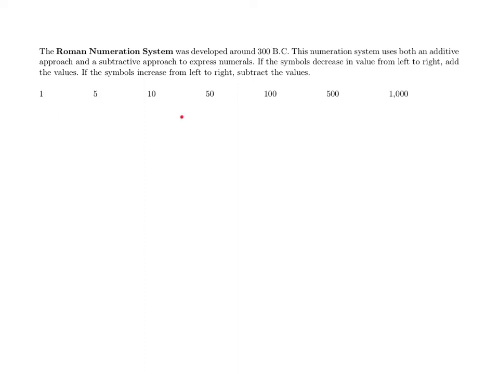I'm going to write the symbols down that are used in Roman numerals. They're all capital letters. So for 1, the letter that is used is capital I. For 5, it's V. For 10, it is X. For 50, it is L. For 100, it is C. For 500, it is D. And then for 1,000, it's M.